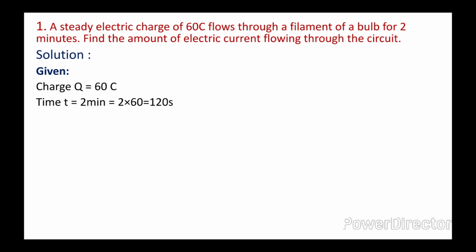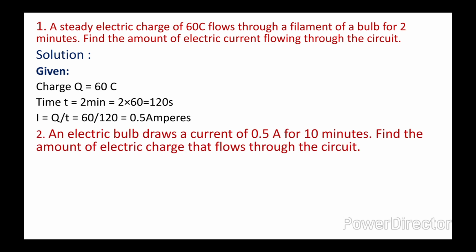And here we have to find out the current, that is I. So the formula to calculate I is I equals Q by T. The Q is nothing but charge 60 divided by time 120, which is equal to 0.5 amperes.